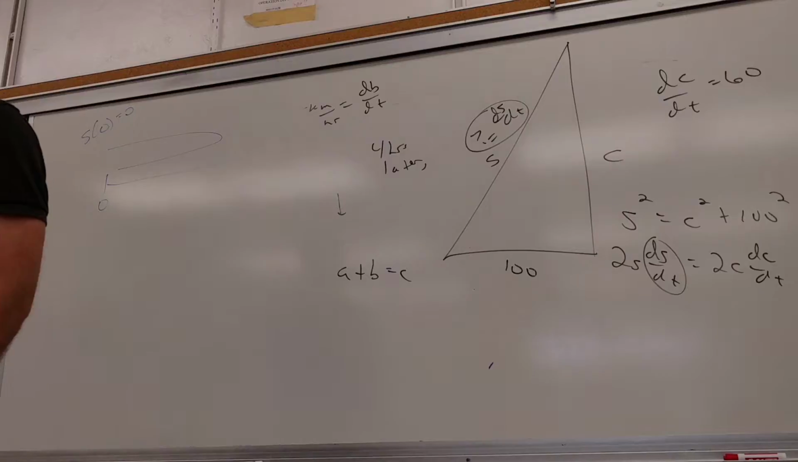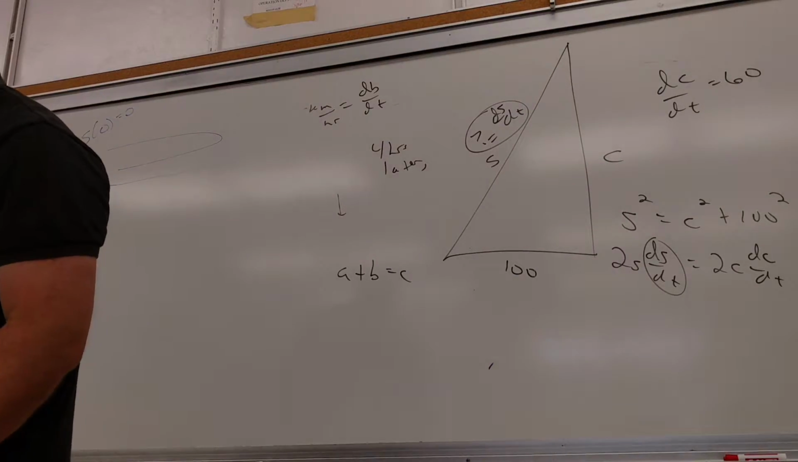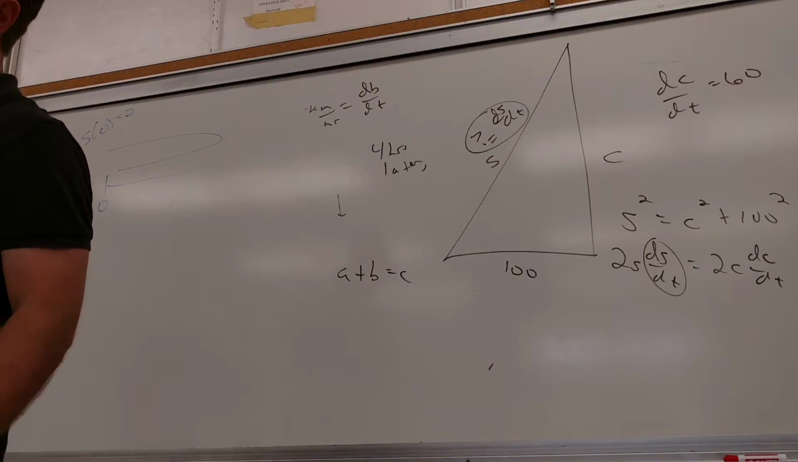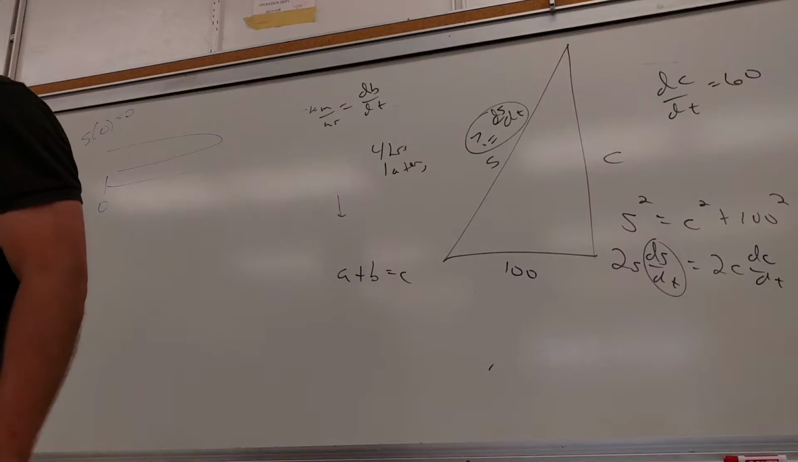And so I know it takes 8 hours for it to get back to where it started. So I ask you, how fast is it going a half hour before it gets back? Well, a half hour before it gets back must have been 7.5 hours. And then I just plug that into the velocity.